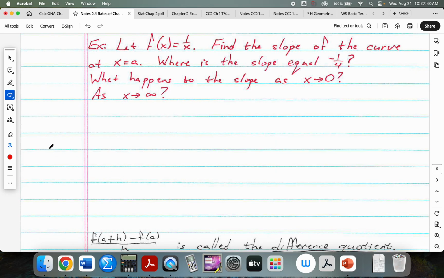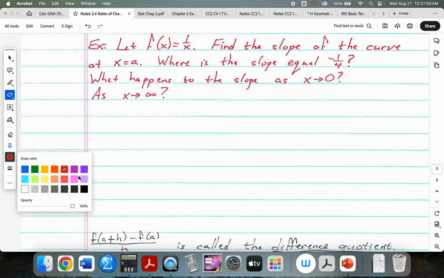Let f of x be 1 over x. Find the slope of the curve at x equals a. So when it says that x equals a, we're going to be doing this in general then. Where is the slope equal to negative 1/4? What happens to the slope as x goes to 0? What happens as x goes to infinity? All these questions.